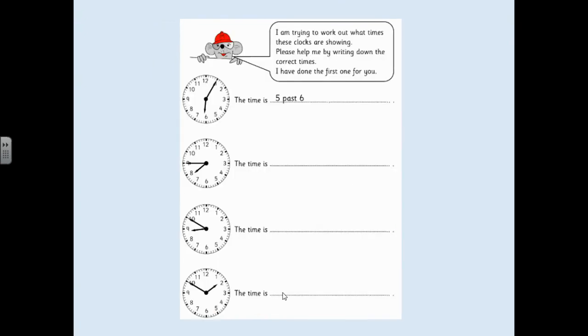This is the second sheet and the mouse is saying I am trying to work out what times these clocks are showing. So please help me by writing down the correct times. The first one is done for you. Can you please do the rest? 3 of them.